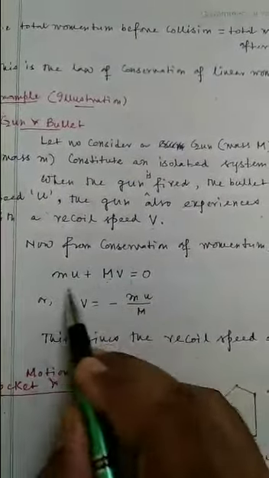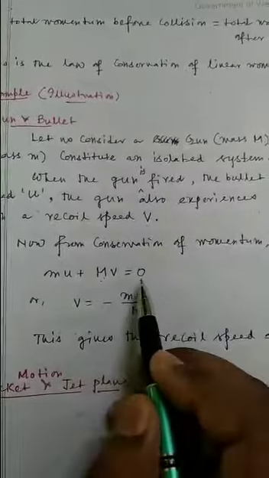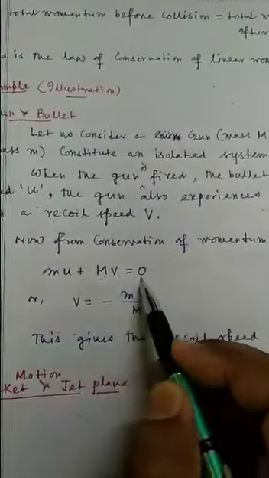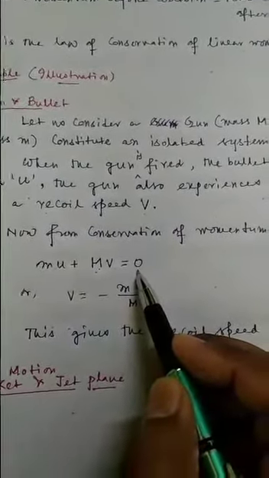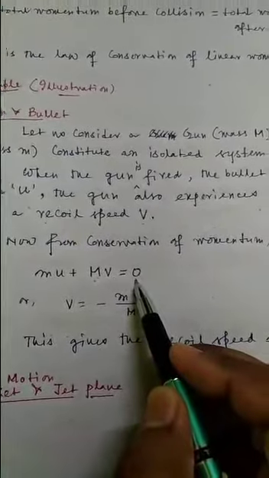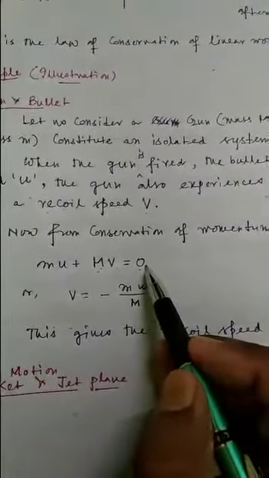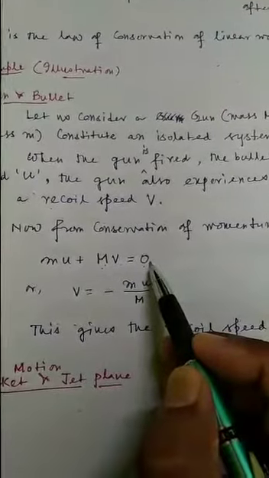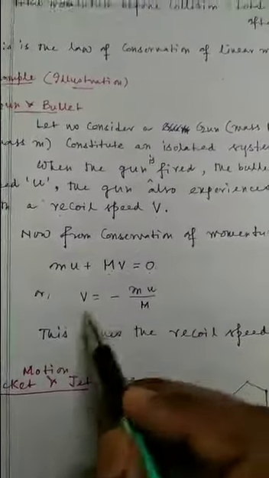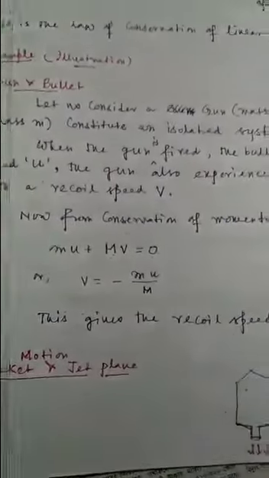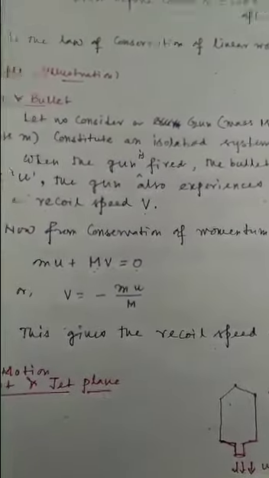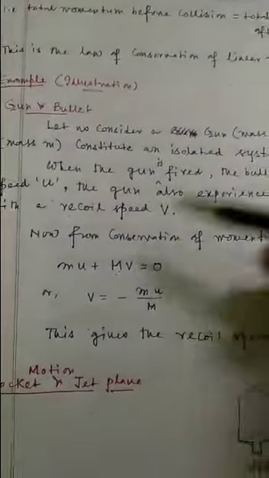And before firing, definitely there is no speed of the bullet. The bullet was at rest, so the gun also was at rest. So the total momentum before firing was 0. So from here you can find out the recoil speed of the gun. So this follows the conservation of linear momentum.